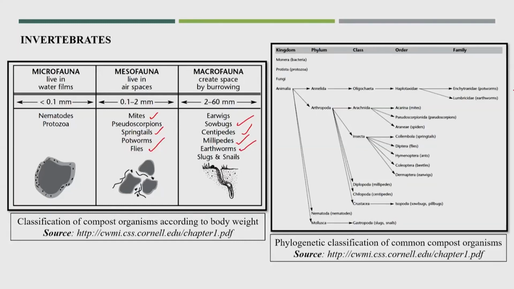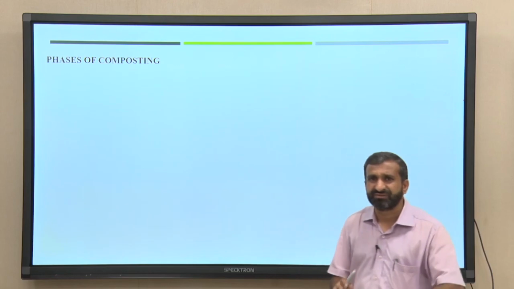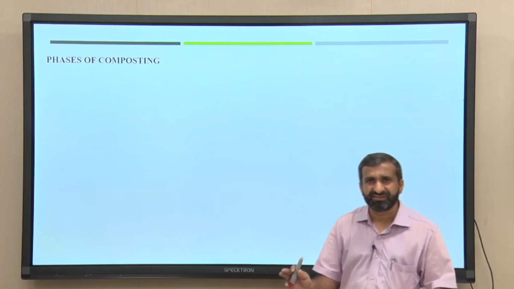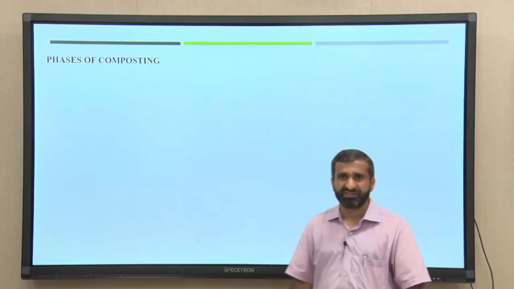These are a few more, the different kingdoms of the invertebrates. If you are interested, you can read more on this. Now, the phases of composting. Already in the temperature flow chart we saw that there will be 3 different phases: mesophilic phase, thermophilic phase, and finally maturation phase.